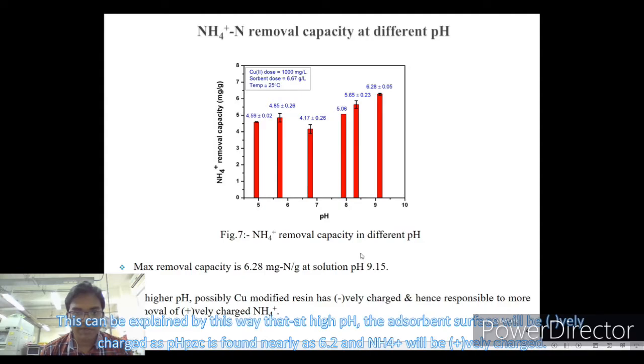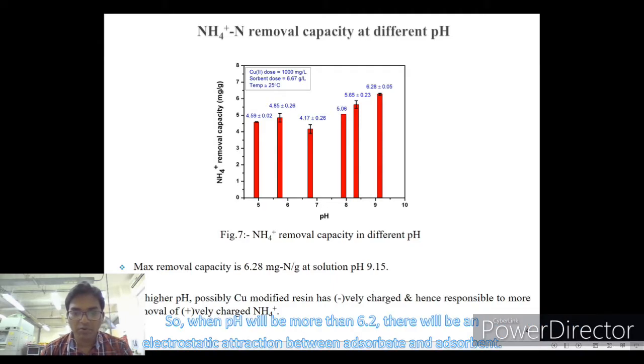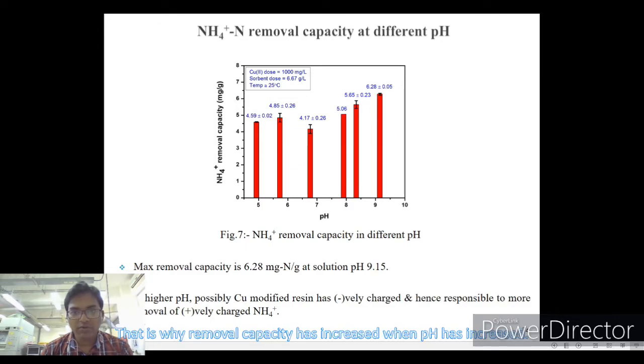This phenomenon can be explained this way: at higher pH the copper modified resin will be negatively charged, because copper modified resin has a PZC at around 6.28. So when pH is more than 6.28, the copper modified resin will be negatively charged and the ammonium ion will be positively charged. So there will be electrostatic attraction between ammonium ion and the adsorbent. That's why when we increase the pH, the removal capacity increases.